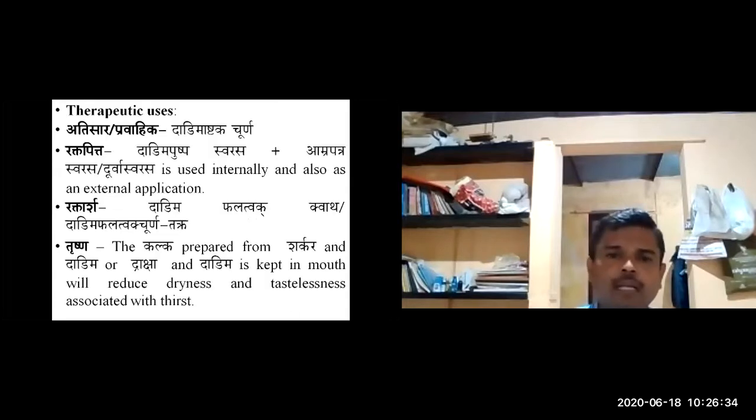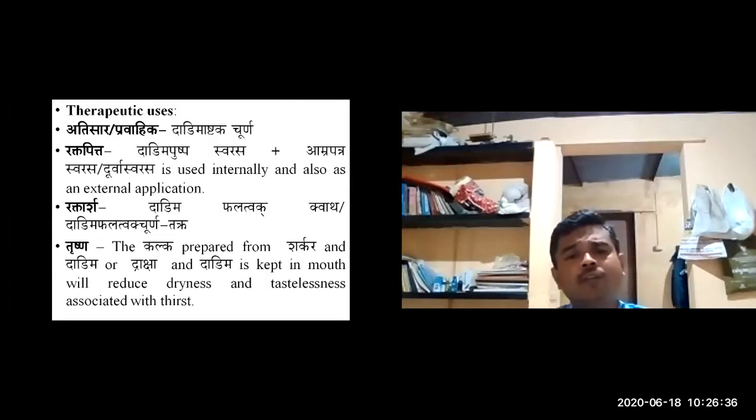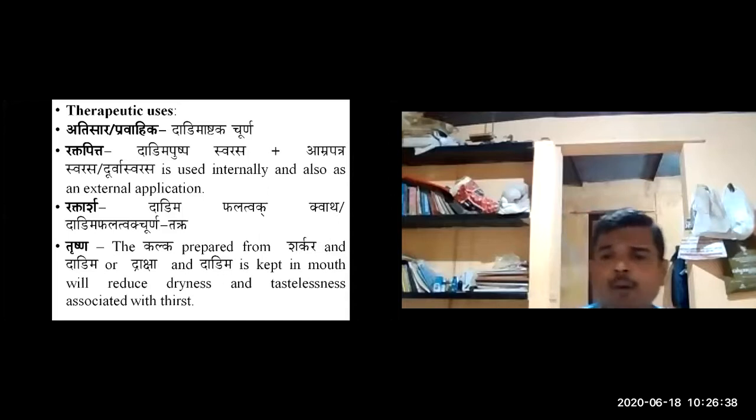Okay, next Aneka Prayoga, that is therapeutic uses. In case of Atisara and Pravahika conditions, as I already mentioned, Dadimashtaka Churna is indicated. You can administer the Dadimashtaka Churna along with Takra, or along with Jala, depending upon the condition.